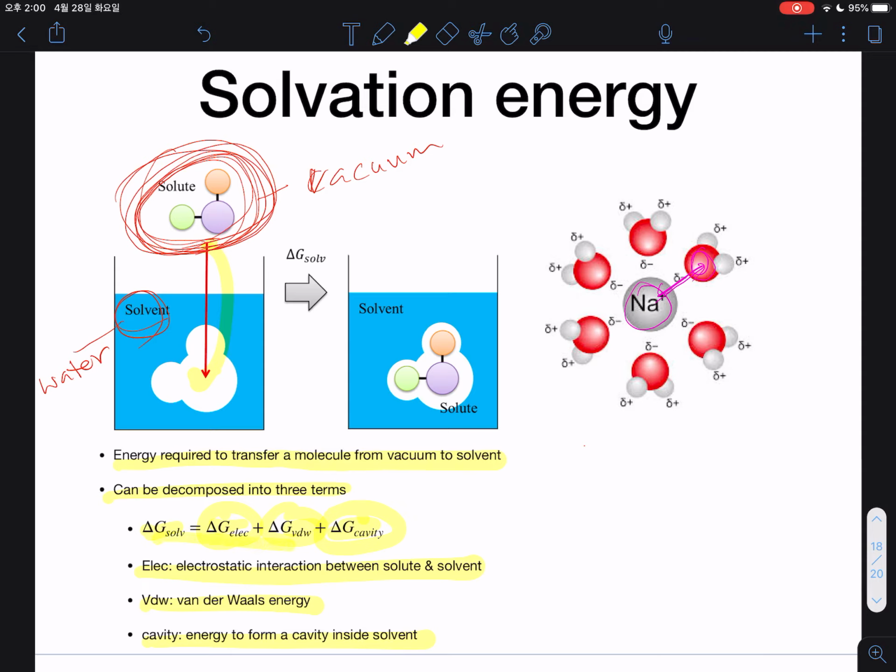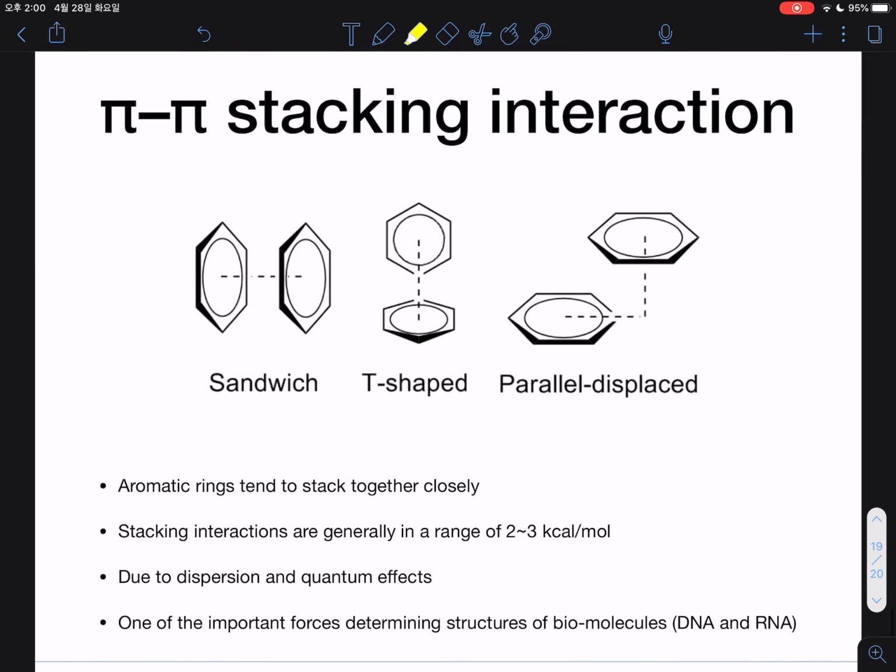So these three effects contribute to solvation-free energy. And let's briefly talk about pi-pi stacking. The pi-pi stacking interaction is also very common in chemistry. The pi-pi stacking interaction, in other words, is called a stacking interaction, and it is between two aromatic rings.